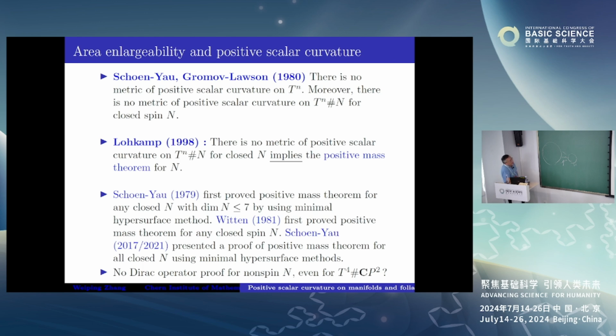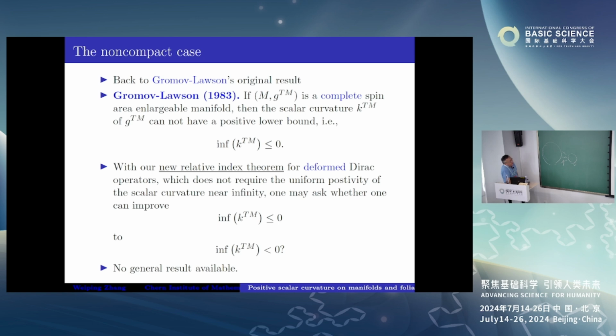And then another naive question: back to Gromov-Lawson's result, they say that on a complete spin area enlargeable manifold, the scalar curvature cannot have a positive lower bound. But in our previous relative index theorem, we have a generalized version which holds with an assumption on V, not on the uniform positivity of the scalar curvature. So it is a naive question whether one can replace this inequality by this stronger inequality. And so far, there is no general result available.